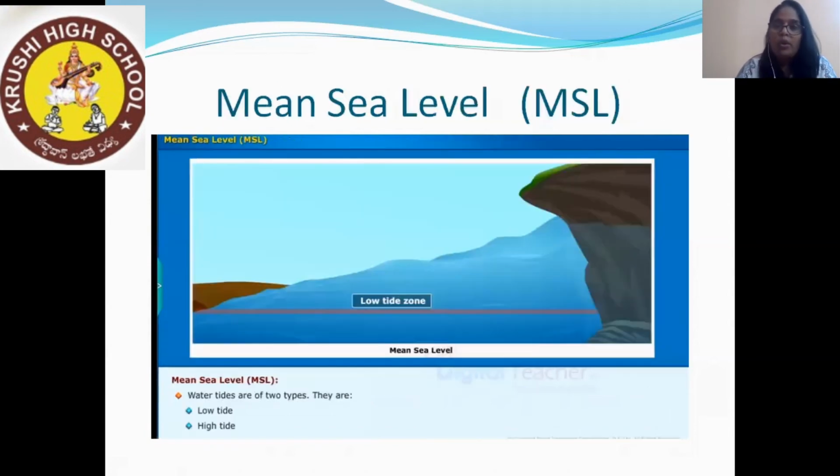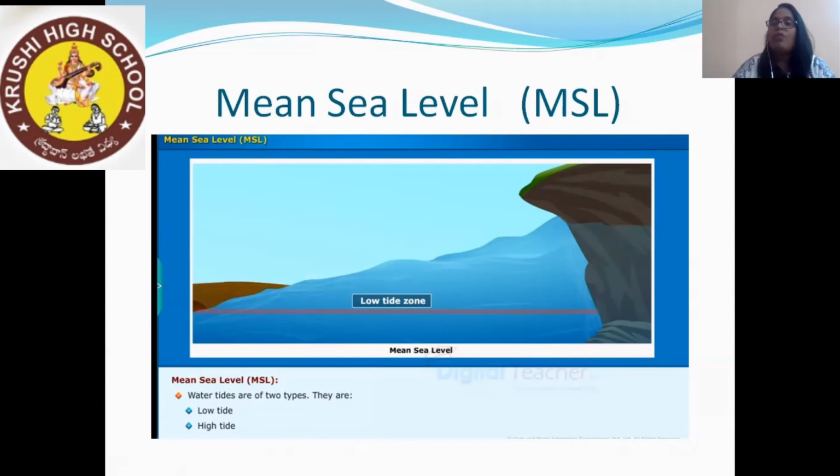Mean sea level. Now what do you mean by mean sea level? MSL, right? Water tides are of two types. They are low tides and high tides. Now what do you mean by tides here? Tides are nothing but the waves, the waves which move in the water or in the ocean.